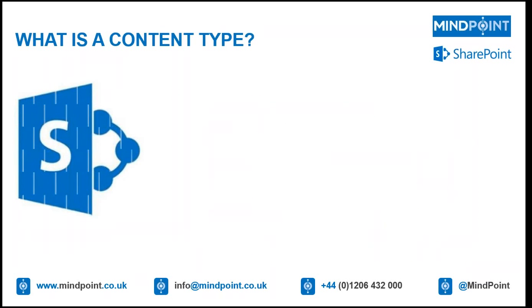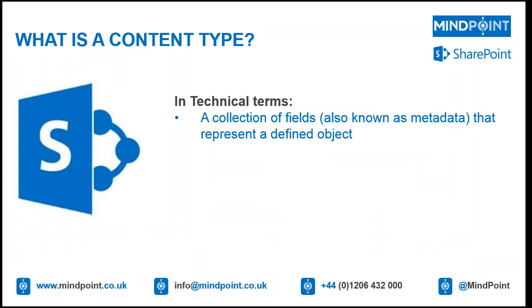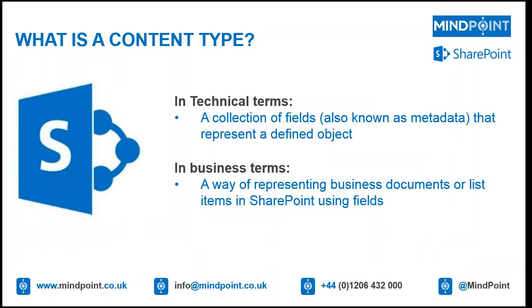So what is a content type? In technical terms, it's a collection of fields, or what we call metadata, that represent an object. So for example, a task assigned to somebody to do is a content type in SharePoint, but it's made up of fields like task title, start date, end date, percentage complete, and those different fields are called metadata. By pulling them all together, we develop a content type.